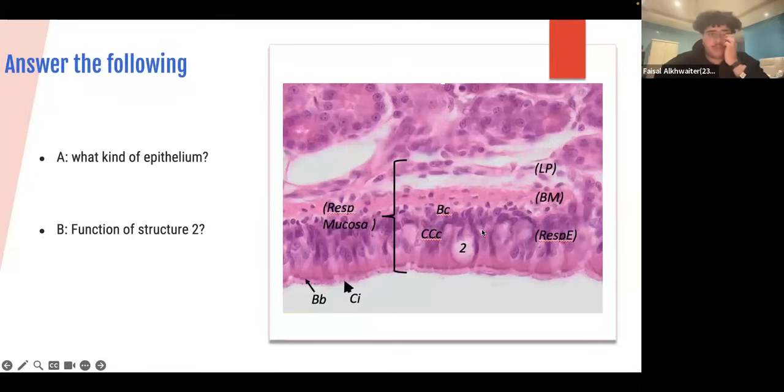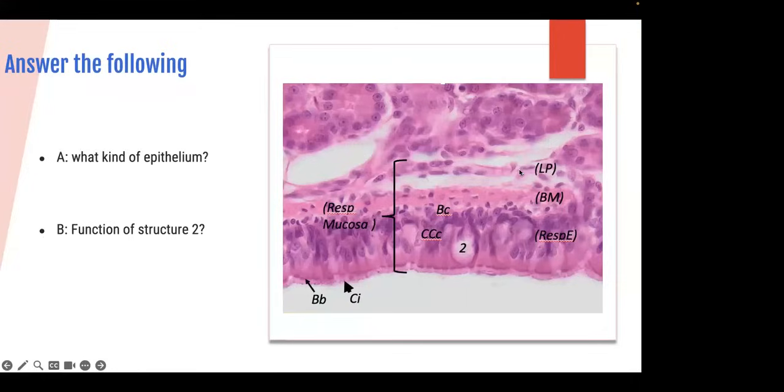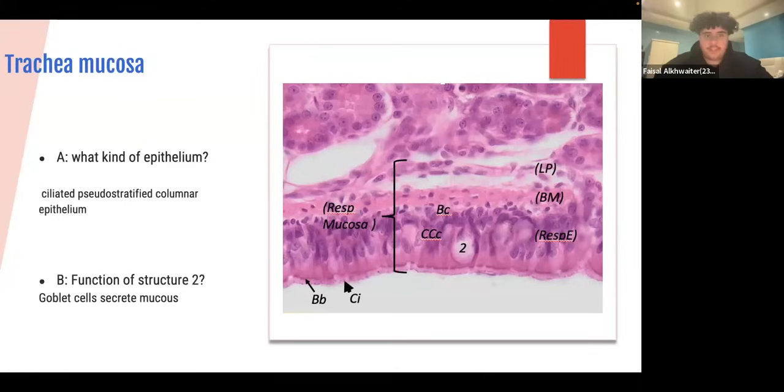So can someone tell me what kind of epithelium this is, and what's the function of structure 2? The epithelium is pseudostratified ciliated, and structure 2, I think, is a goblet cell, and its function is that it secretes mucus. Perfect. That's correct. So it is a respiratory epithelium, which is ciliated pseudostratified columnar epithelium, and you've got goblet cells that secrete mucus.